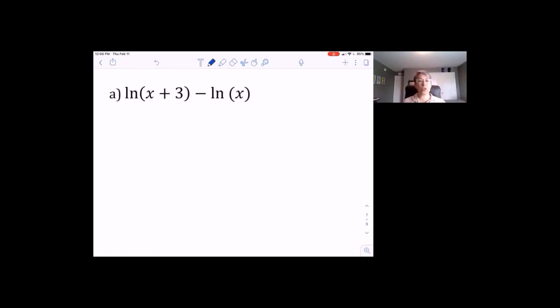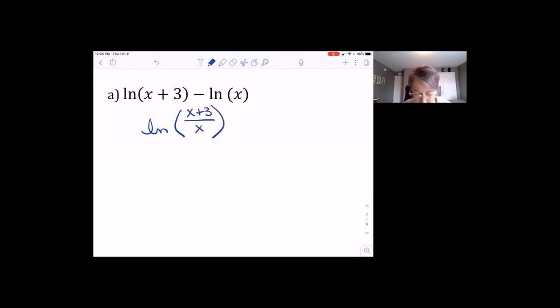Focusing on the first one, we have subtraction. And remember, when do we subtract exponents? When we're dividing. So we change this to a single natural log with the argument of the first guy, x plus 3, divided by the second guy, which is x. Notice we did not distribute natural log into that first binomial. Natural log is not a number. We cannot distribute or divide by it. It is a function.